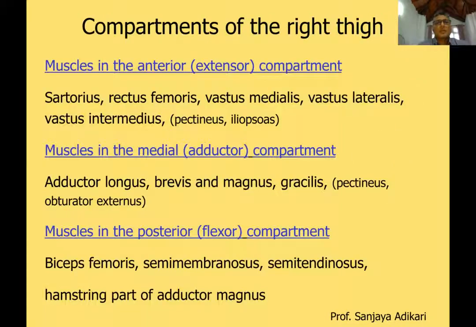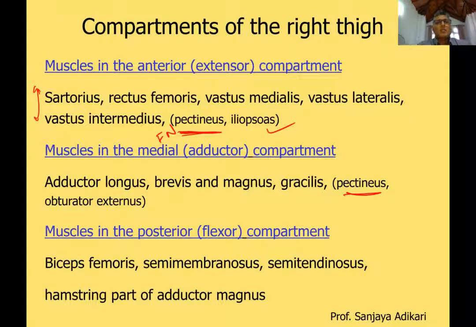So these are the muscles that I have listed under each of these compartments. Now the point about the pectineus and iliopsoas: of course, you can add them, no problem. Some authors of textbooks add pectineus under the anterior compartment, and some add it under the medial compartment, because most of the time it is supplied by the femoral nerve. That is the nerve of the anterior compartment. All these muscles are supplied by the femoral nerve.